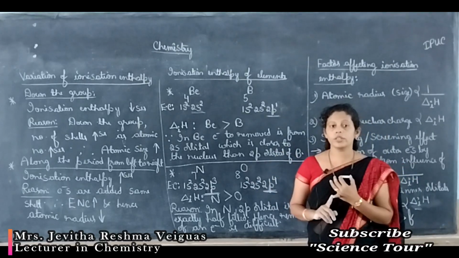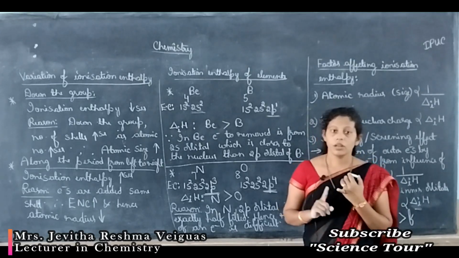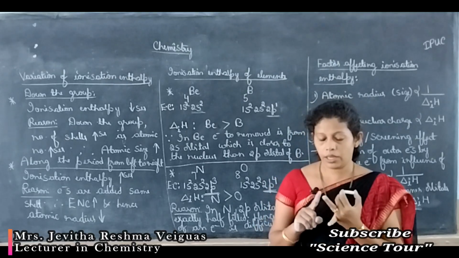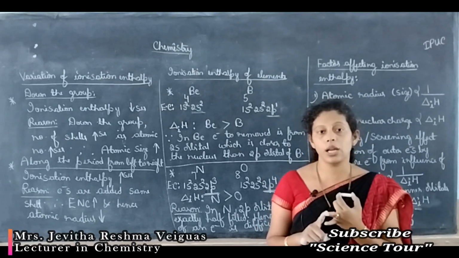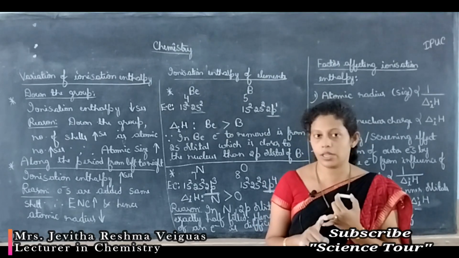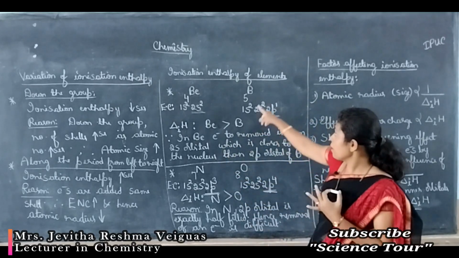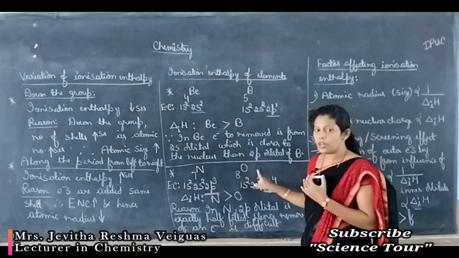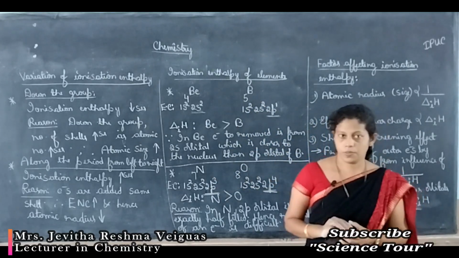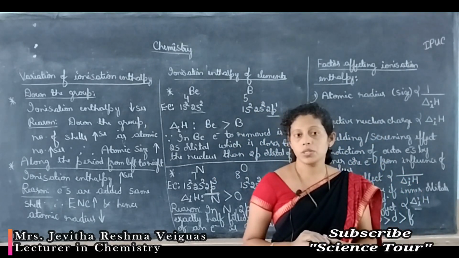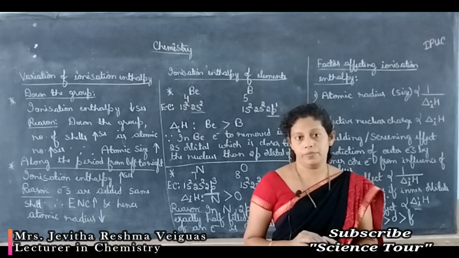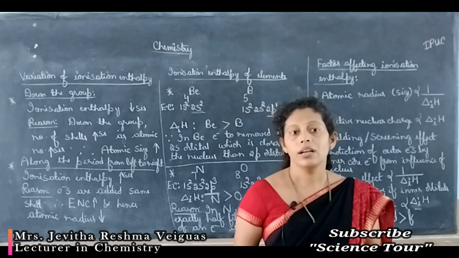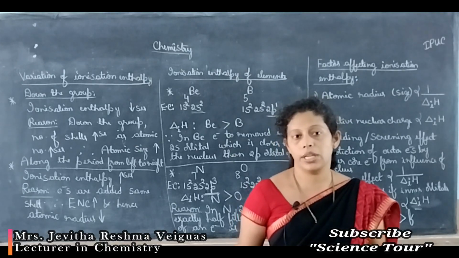In this part, what and all things you have to know? Definition of ionization enthalpy, then variation of ionization enthalpy down the group and along the period with reason, then comparison of ionization enthalpy of beryllium and boron, nitrogen and oxygen with the reasons. These are the important questions from the exam point of view. In the coming classes, let's discuss electron gain enthalpy and electronegativity.